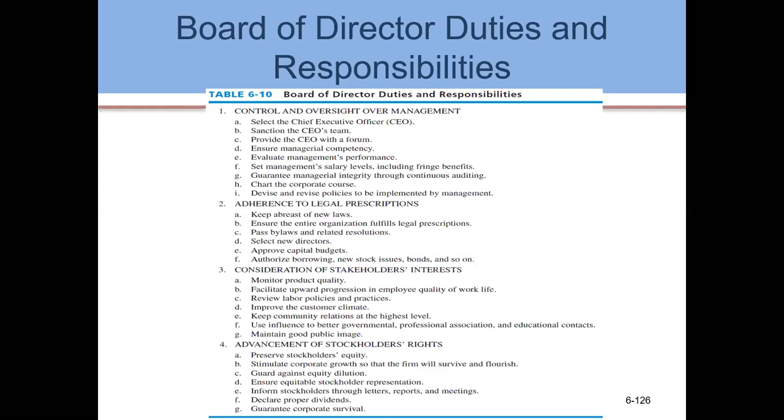The second major area of duty and responsibility which the board has to take care of is adherence to legal prescriptions, which includes: keep abreast of new laws, ensure the entire organization fulfills legal prescriptions, pass bylaws and related resolutions, select new directors, approve capital budgets, and authorize borrowing, new stock issues, bonds, and so on.